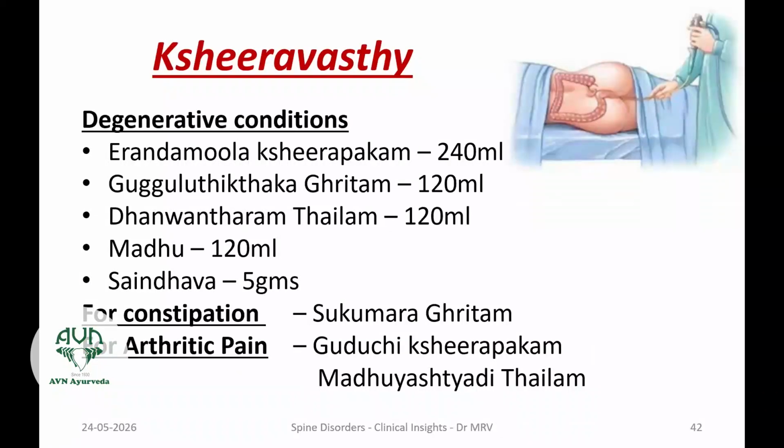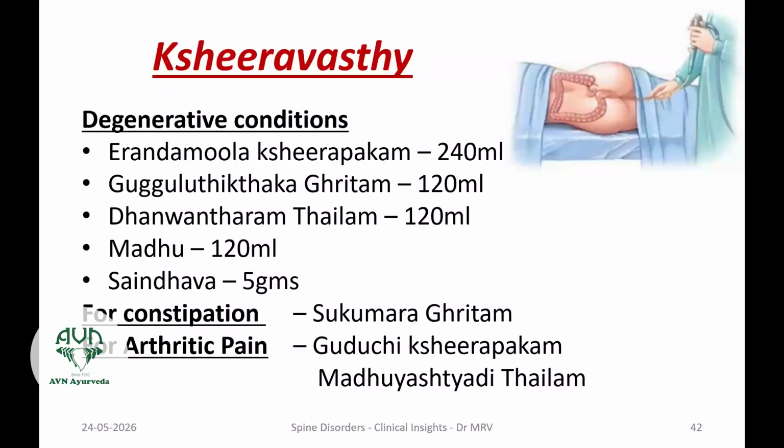You see, if you are following the Acharya, this is the correct dose: Eranda oil over Kshiravaka 240 ml, Ghrita 120 ml, Anandam Thailam, then Madhu, honey, all these things. This is the exact combination of a Kshiravasti. So we can change the combination, change the medicines.